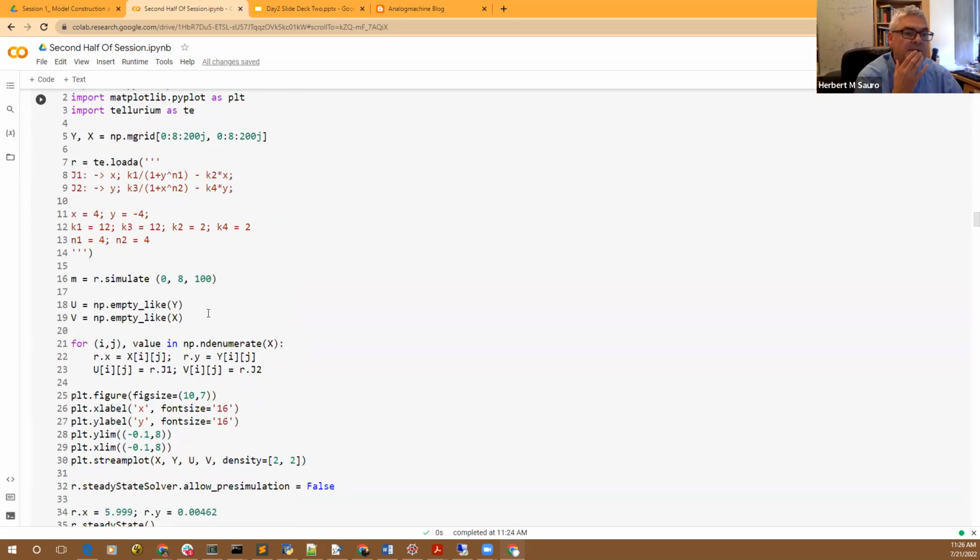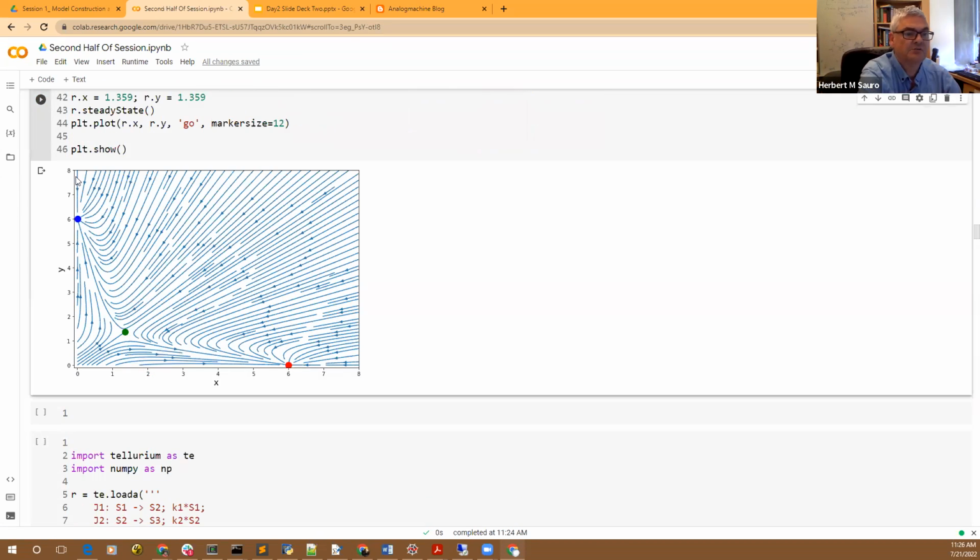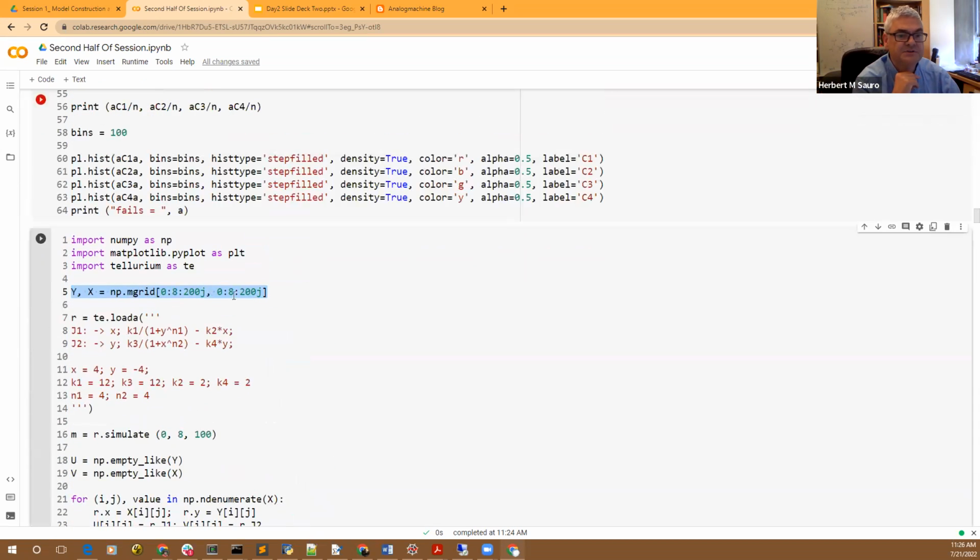And so I have this, it uses matplotlib. Basically what I'm doing is I'm generating a grid of points right across this graph, X and Y points. That's what this grid is. Effectively, it's 200 points. So it's, well, it's 40,000 points. So 200 times 200. And then this is the model.